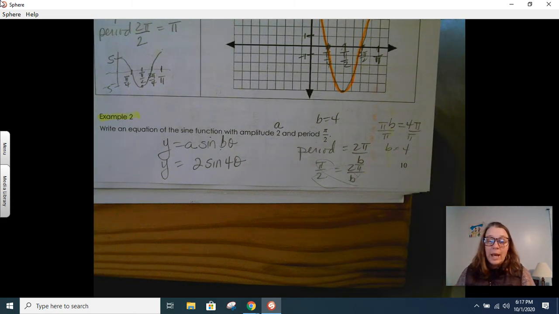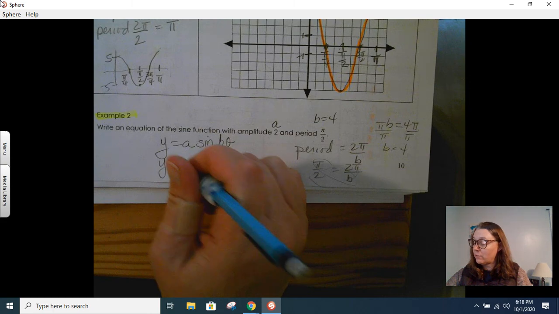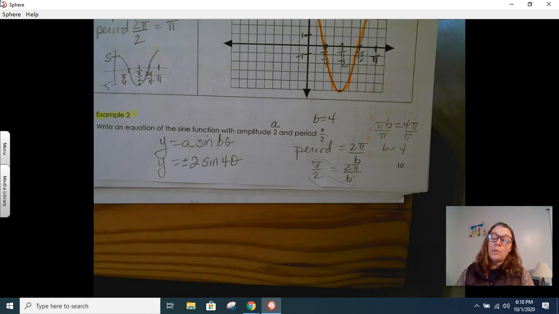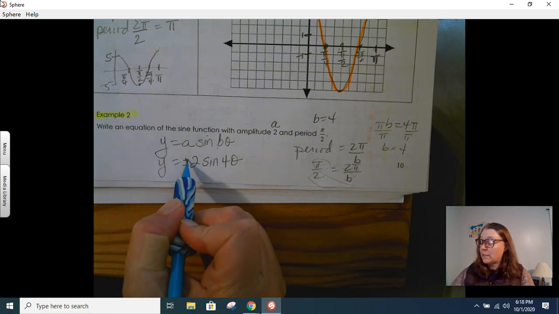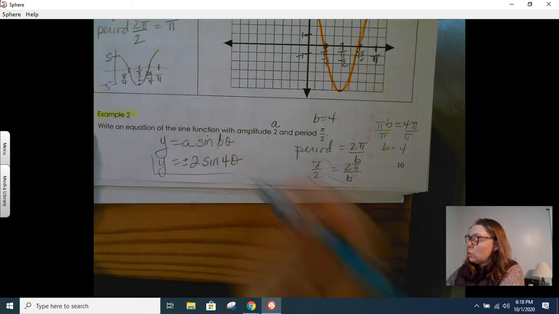And then one other thing to add to this is technically this could be a +2. If the amplitude is 2, the equation could have been a +2 or a -2, right? Because we had that example earlier where it was a negative in front, but the amplitude is still 2. So you could have it be positive or negative. I'm going to put the plus or minus in front. You don't necessarily have to, because if you just write it with the 2, you have written an equation that has an amplitude of 2.